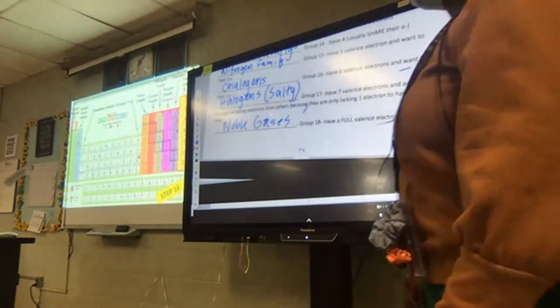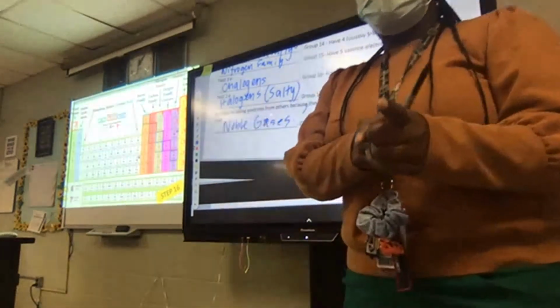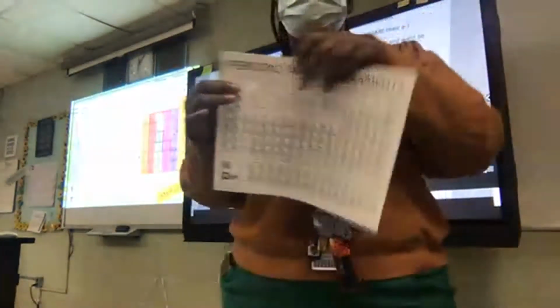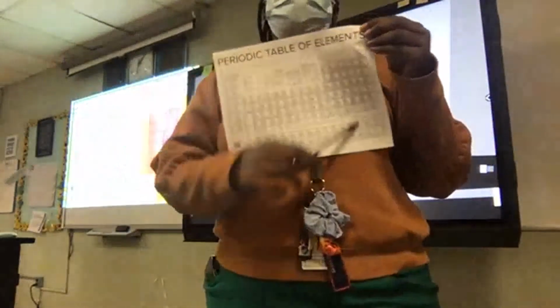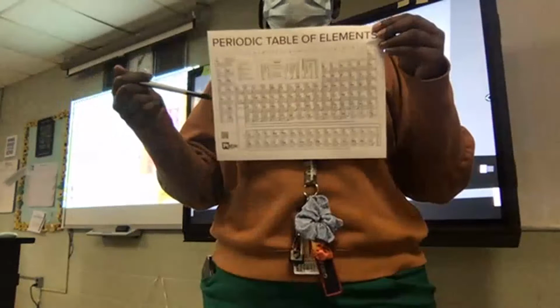All right, so this is the point where you're going to grab a periodic table that looks like this. If you don't have one, you can use the one that has been uploaded, or grab one from the classroom. You're going to color it and label it according to the slideshow that is linked in the comments below.